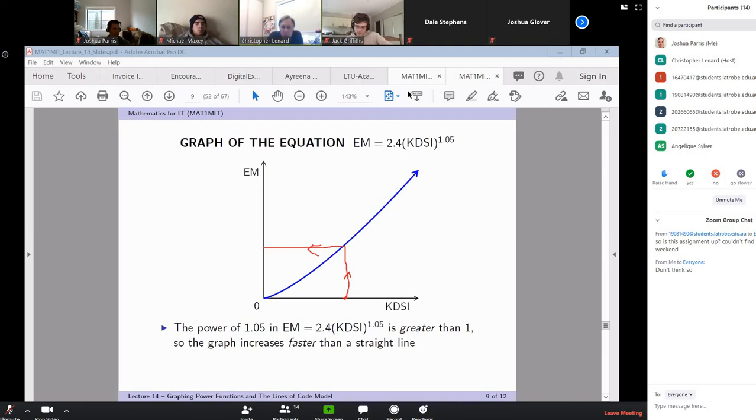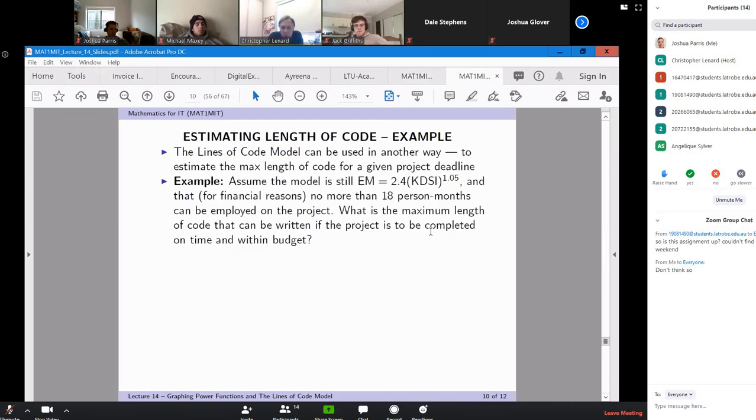The question on the next page is somewhat different. It's if this is the absolute maximum amount of person power we've got, 18 person months, going this way, what's the amount of code that you can actually write? So we're going here from 18 person months, how much code can we write? So that's what's happening in this one.